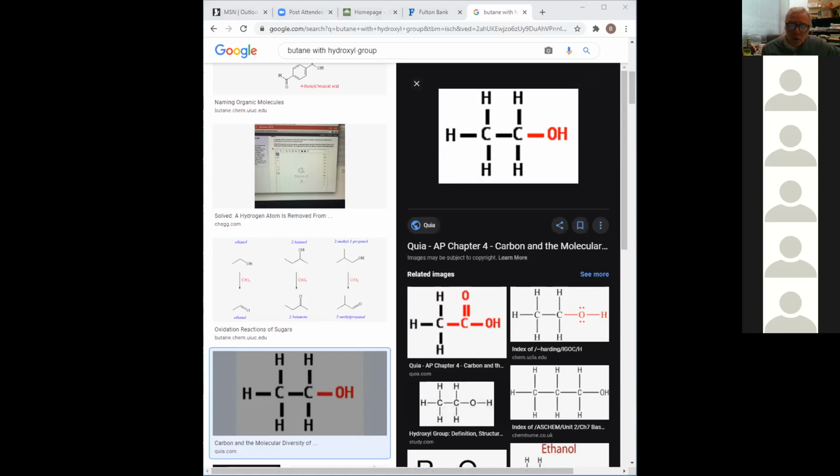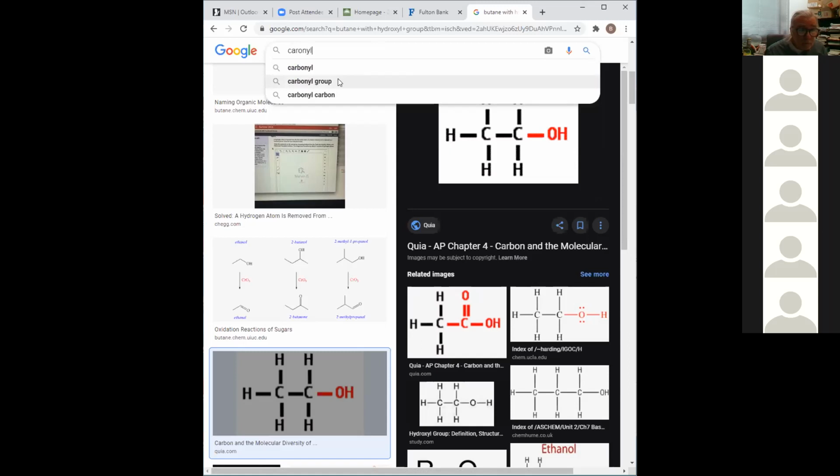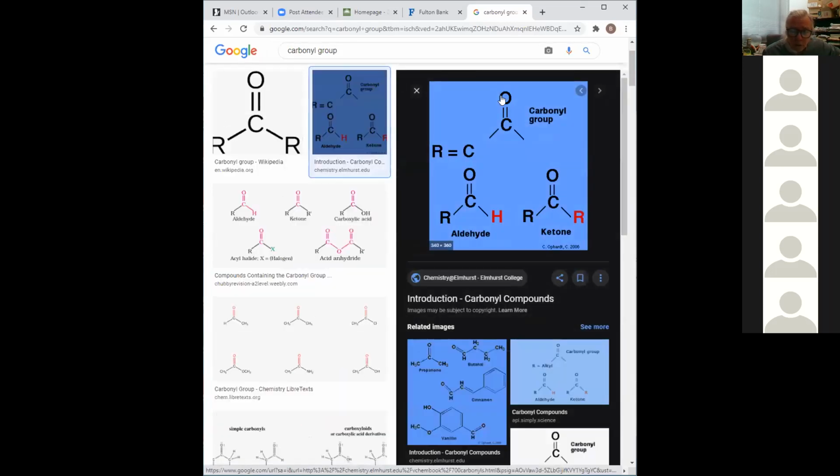Okay, so a carbonyl group is just a carbon double bonded with an oxygen, carbonyl. Just an oxygen double bonded to a carbon. It's a carbonyl group.